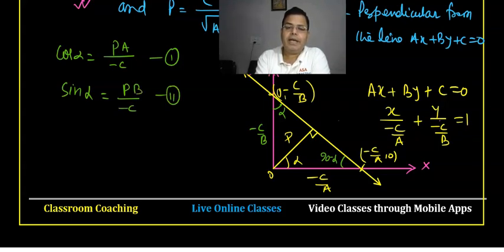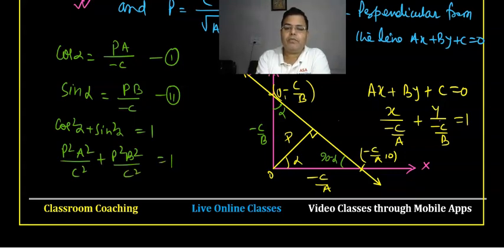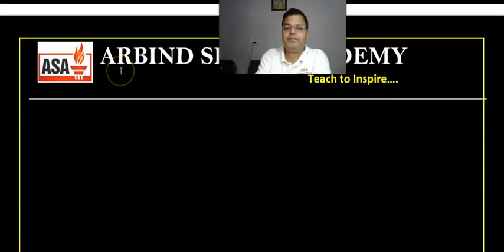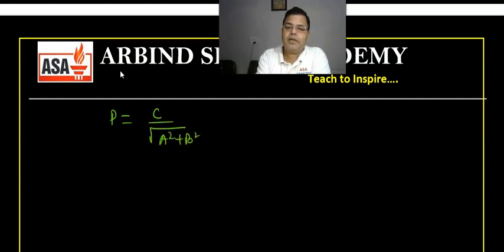Now squaring and adding, cos square alpha plus sin square alpha is equal to 1. It means p square a square upon c square plus p square b square upon c square is equal to 1. And therefore p square times a square plus b square, with LCM c square, is equal to c square. So therefore p square is equal to c square upon a square plus b square, and hence p can be written as, p is length of perpendicular so it will always be positive, c upon under root a square plus b square. I hope you got it.